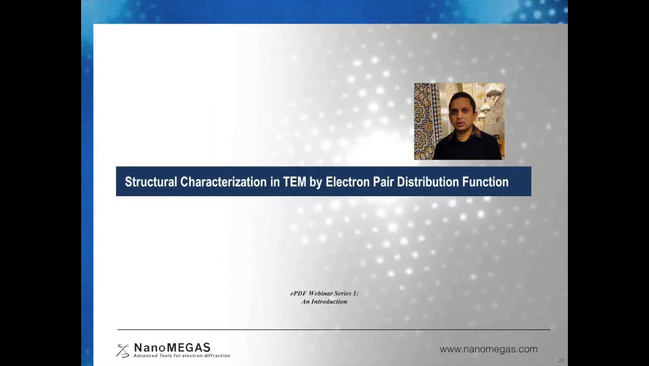Now the second part of the presentations. In this part, I will show the electron pair distribution function technique and how it can be applied for characterizing amorphous and nanomaterials in a transmission electron microscope.